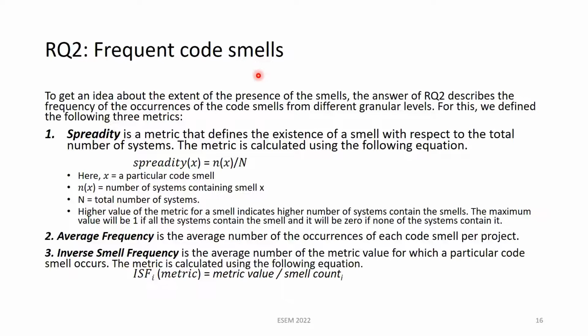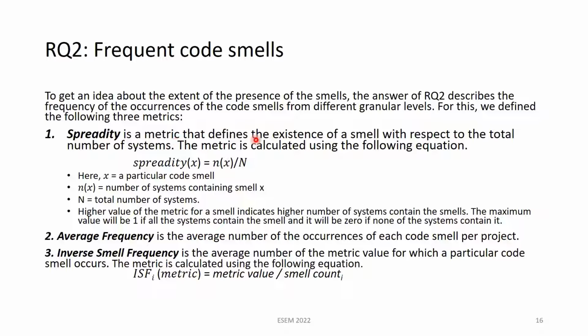RQ2, frequent code smells. To get an idea about the extent of the presence of the smells, the answer of RQ2 describes the frequency of the occurrences of code smells from different granular levels. For this, we define the following three metrics: spreadness, average frequency, and inverse smell frequency.